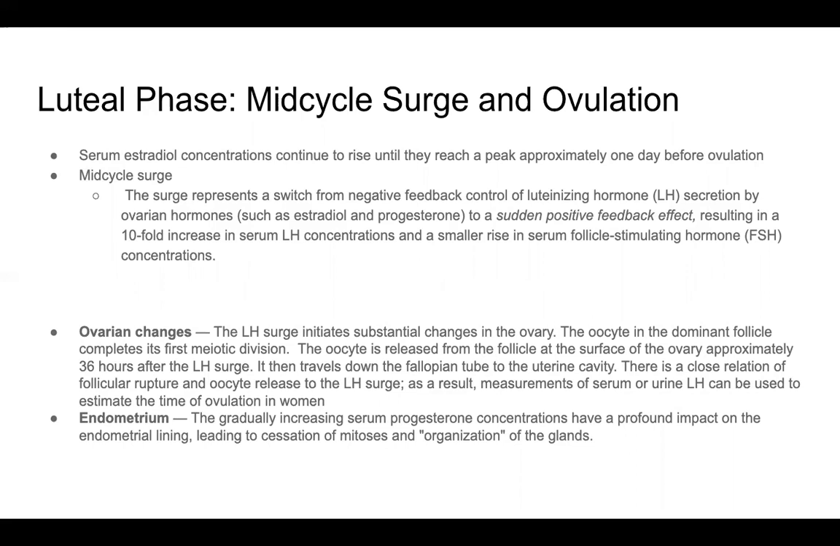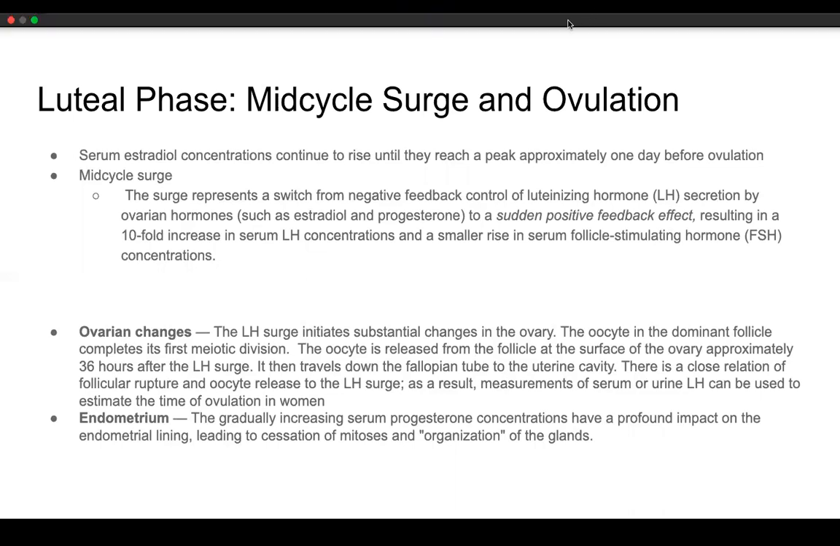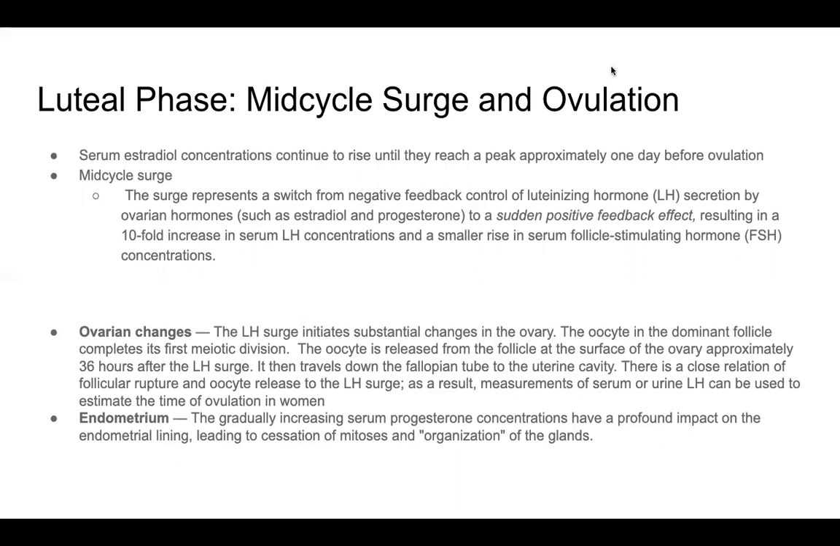And then you have your mid-cycle surge. The surge represents a switch from negative feedback control of LH secretion by the ovarian hormones to a sudden positive feedback effect, resulting in a 10-fold increase in serum LH concentrations and a smaller rise in serum FSH concentrations. Again, that's the classic LH surge. The actual way that it goes from a negative feedback to a positive feedback loop is not well understood, but it's theorized that it may have something to do with the GnRH representation at this time.